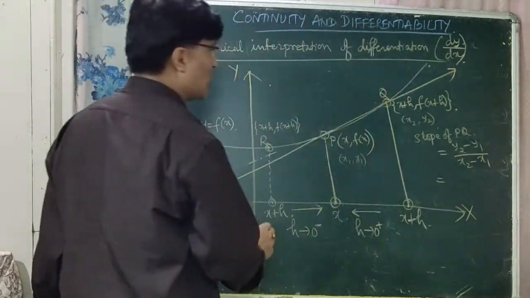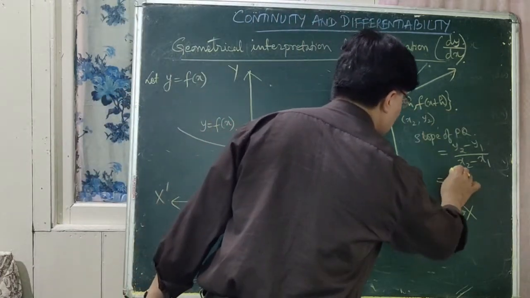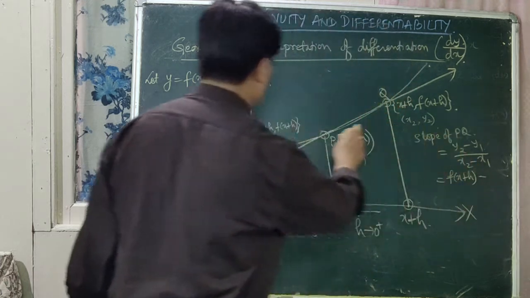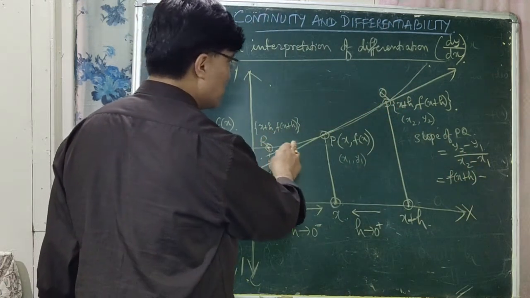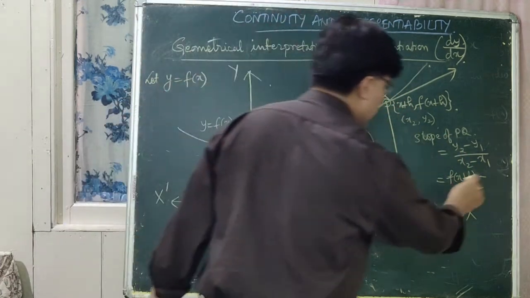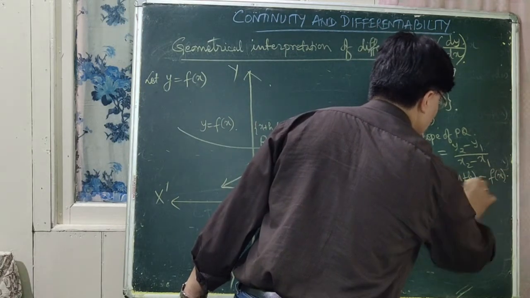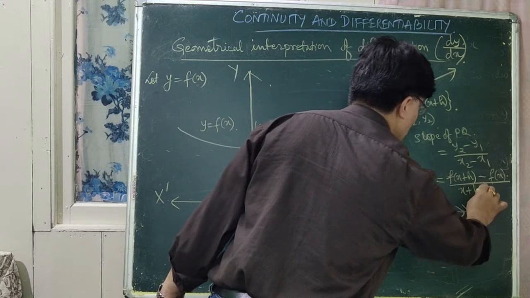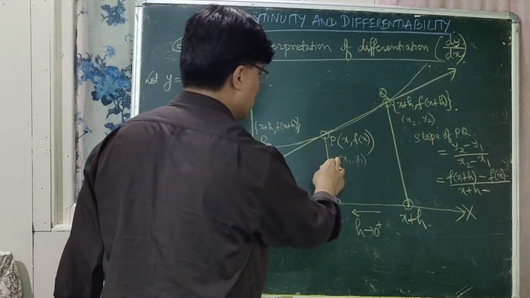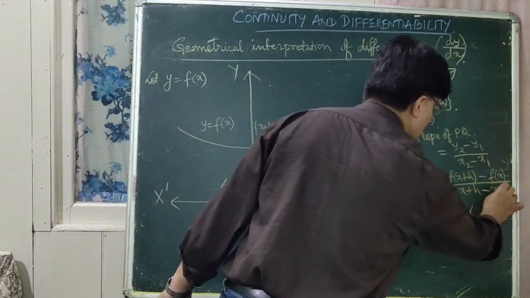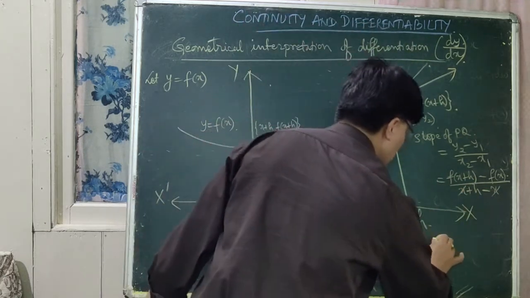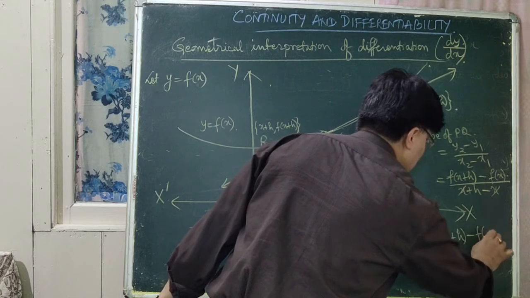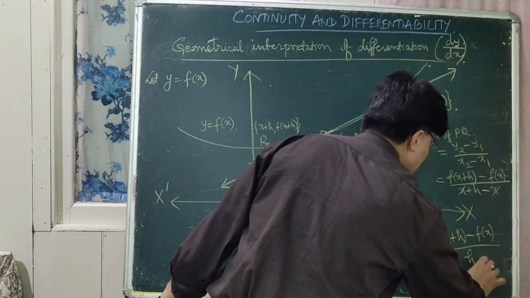So which is equal to, what is y2 here? It is f of x plus h. Minus, what is y1? Y1 is f of x, divided by, what is x2 minus x1? X2 is x plus h, minus x1, which is x. The x gets cancelled. So this is equal to f of x plus h minus f of x, whole divided by h.